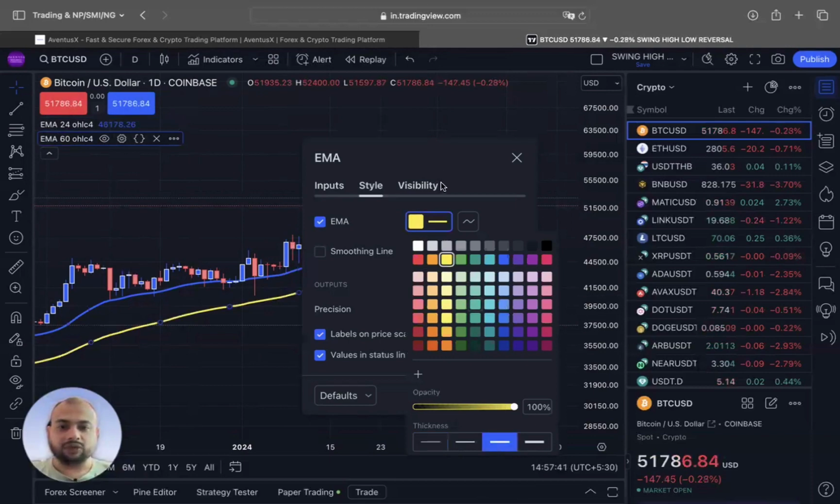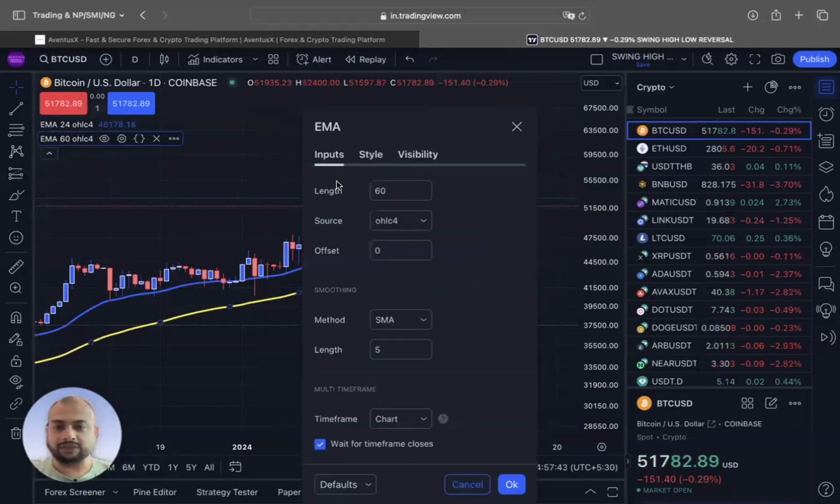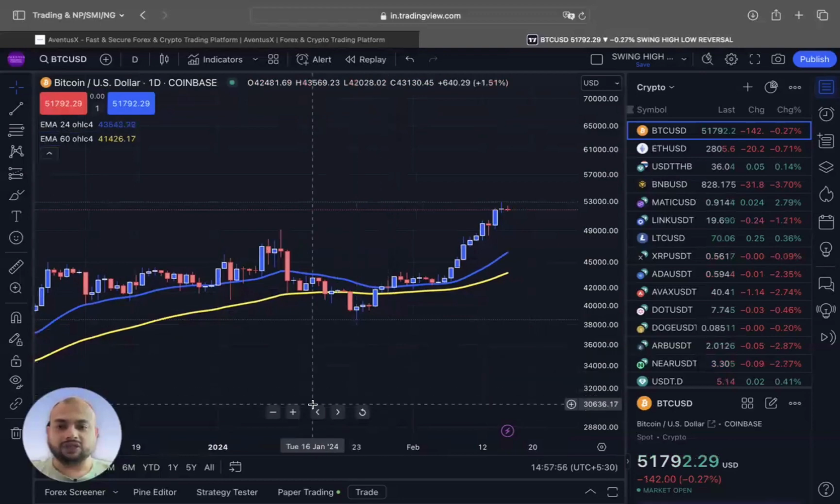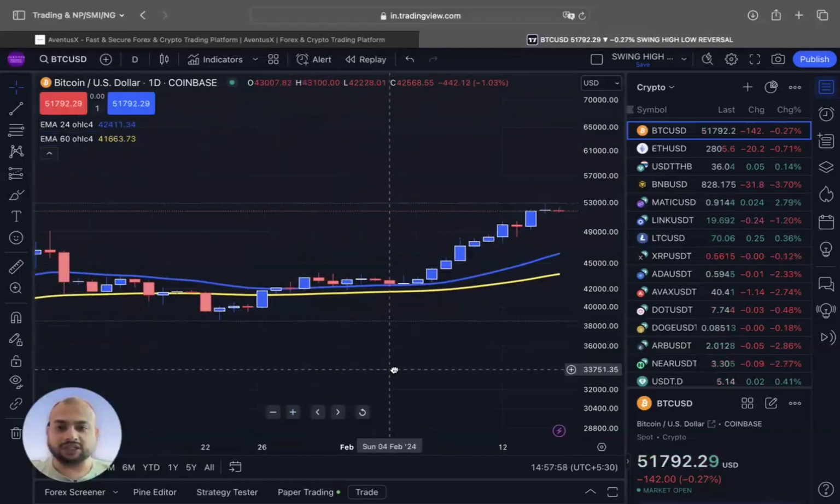Then similarly, go to the next EMA and make the length 60, and again set the source at open, high, low, close divided by 4 and keep the SMA the same. Now here's the simple strategy. What is the simple strategy?